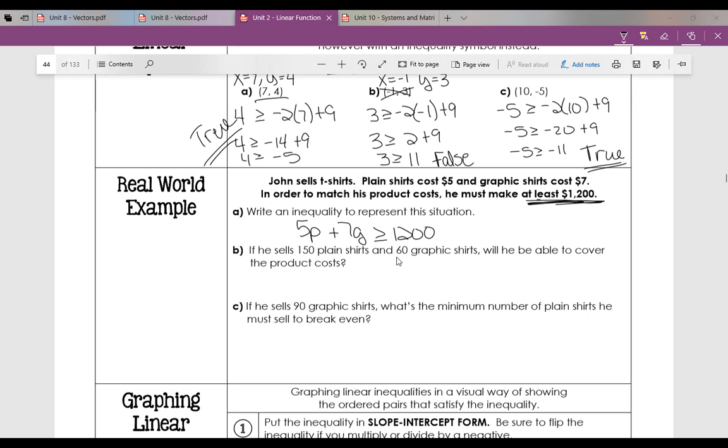Okay. So first scenario says if he sells 150 plain t-shirts and 60 graphic, will that be enough to cover his $1,200 cost? Well, if I take 150 and plug it in for the number of plain t-shirts, if I take 60 and plug it in for the number of graphic t-shirts, is that going to be $1,200 or more? If it's $1,200, yes, he covers the cost. If it's not, if it's less than, he does not.